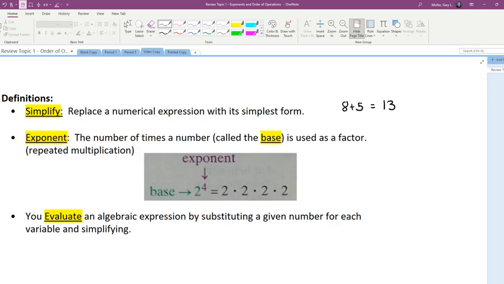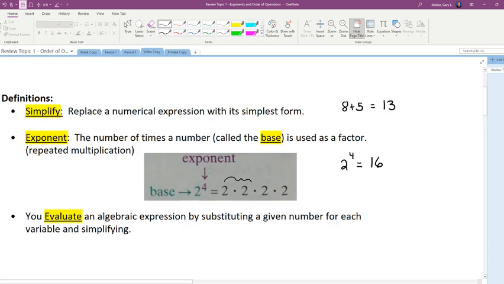And that is just telling us to take 2 times 2 times 2 times 2, which, if we do the math on that, 2 times 2 is 4. 4 times 2, now we're up to 8, and 8 times 2 is 16. So going back to our definition of simplify, if I had the math problem 2 to the fourth, I could simplify it, in other words replace it with its simpler form, which would be 16.